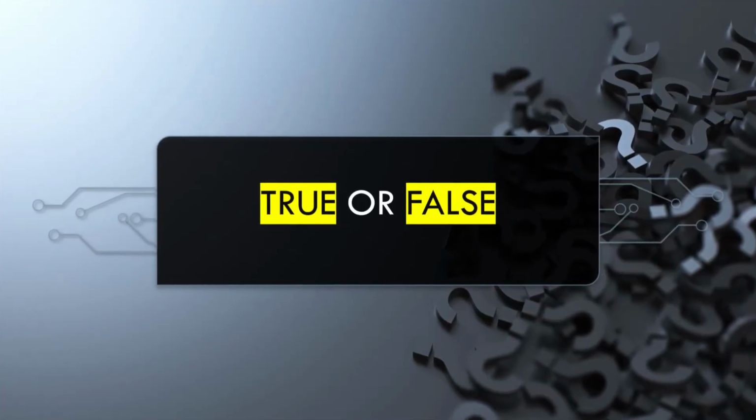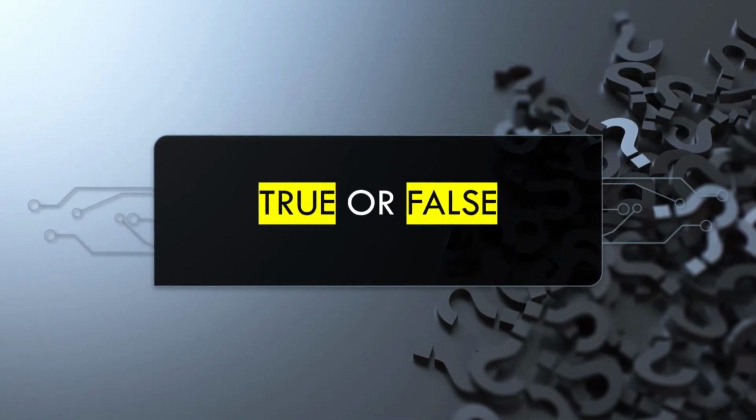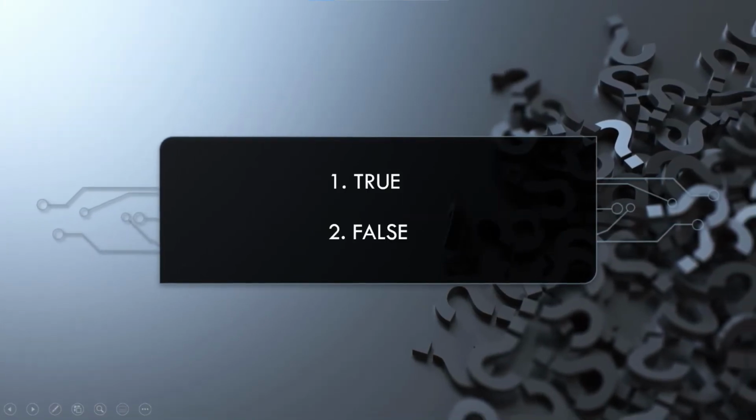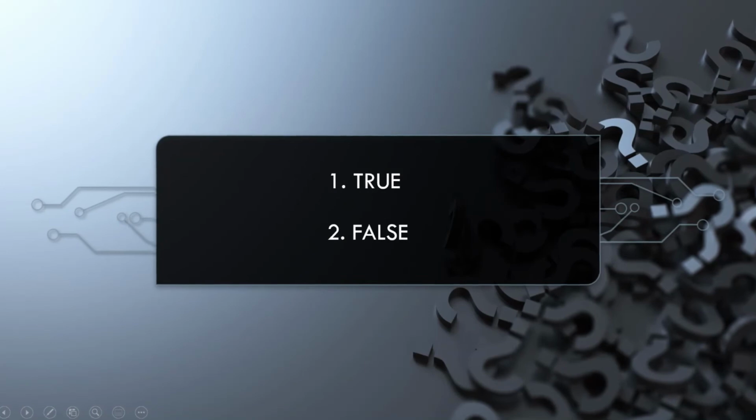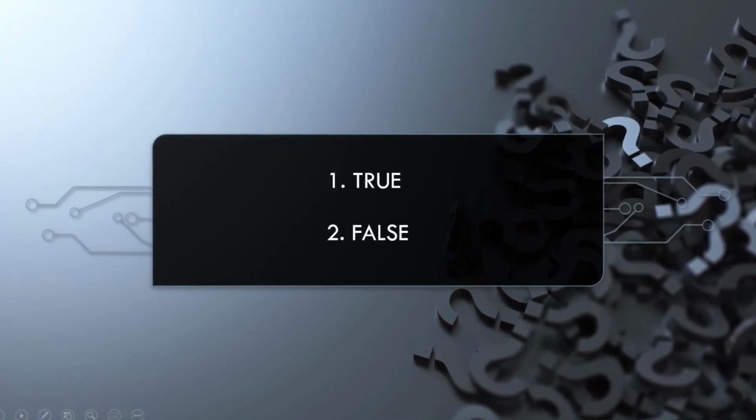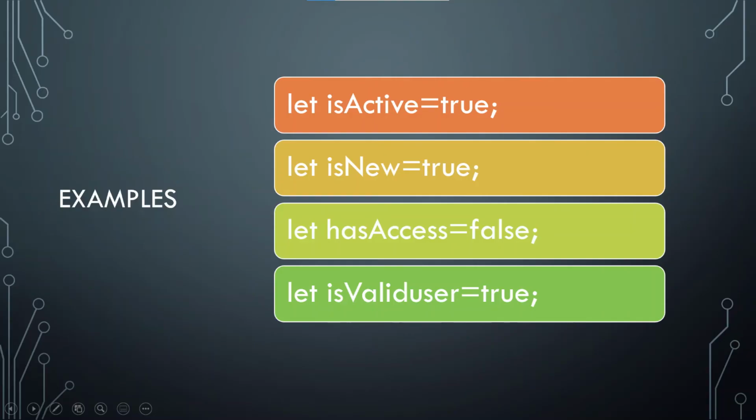For holding these true or false statuses of anything, the Boolean data type is used. The Boolean data type can have only two values, true or false. Here are some examples of Boolean data type.